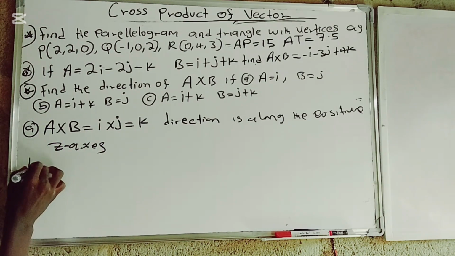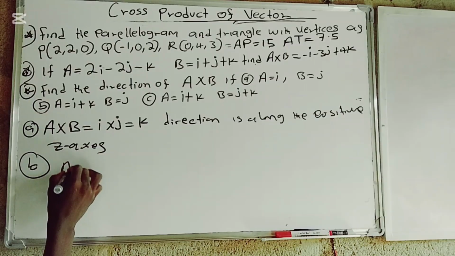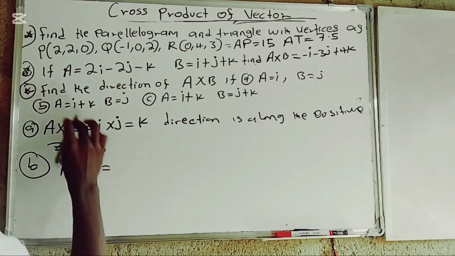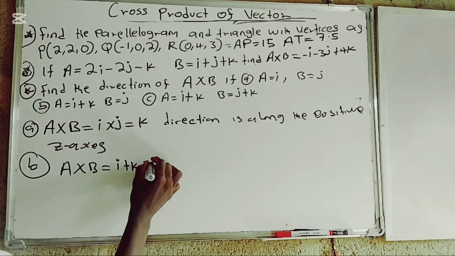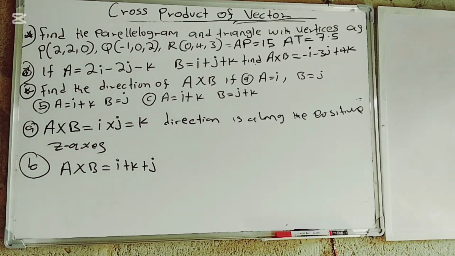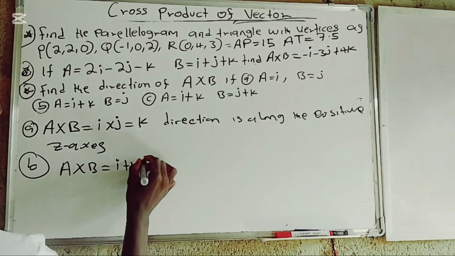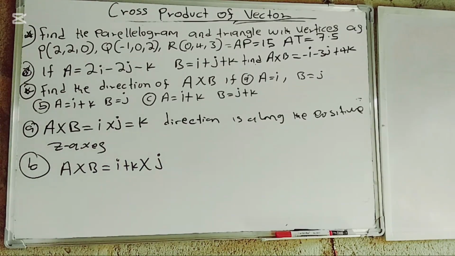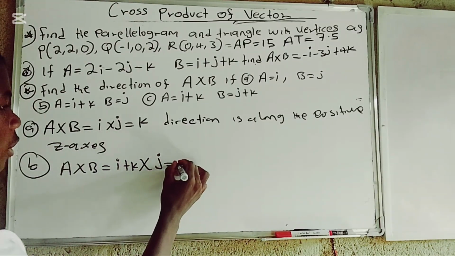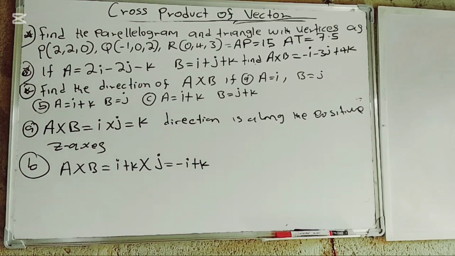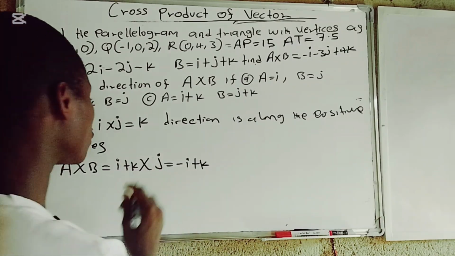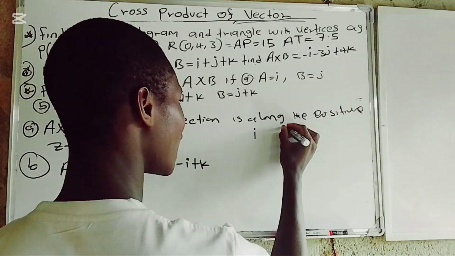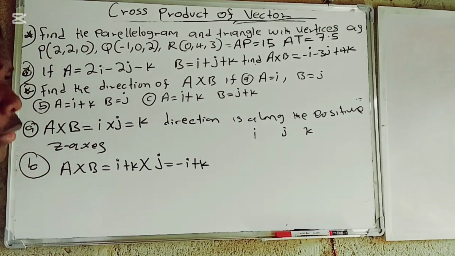Next, B says that also A cross B. So I have A, which is i, plus k, cross j. So this should now be equal to negative i plus k. Someone might ask how. You have to take note: I have i, I have j, I have k, as usual.